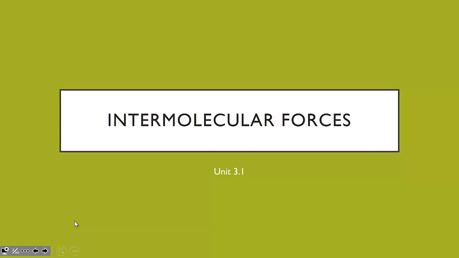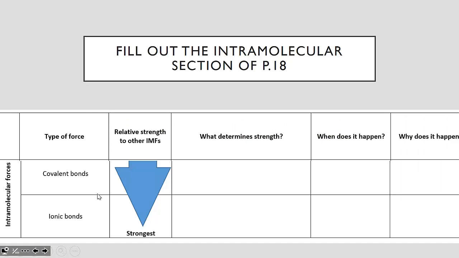Now in the previous unit we focused on intramolecular forces, the attractions that hold atoms together. We started by talking about metallic bonds. Now metallic bonds are not normally seen on the AP exam as an actual type of bond. It's simply how metals exist in nature. So our first intramolecular force that we talked about were ionic bonds.